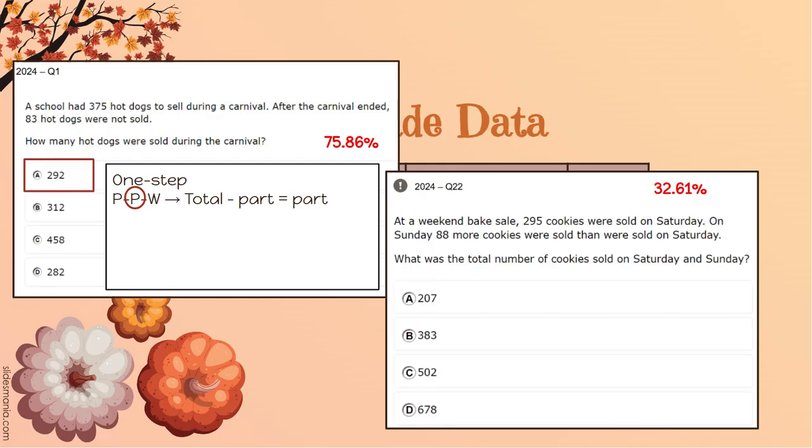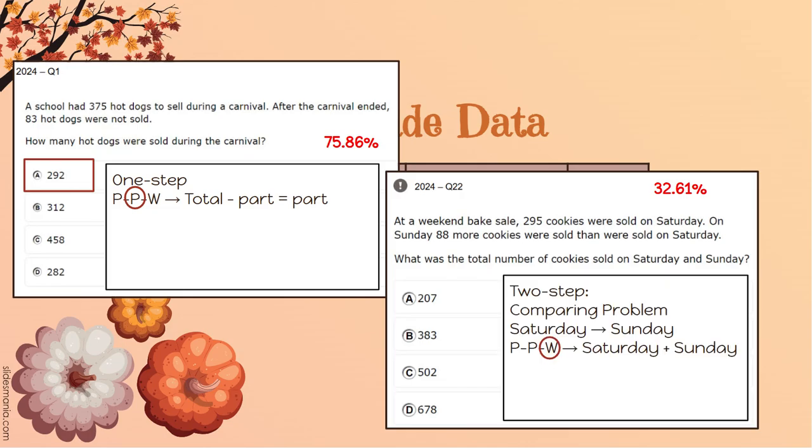At a weekend bake sale, 295 cookies were sold on Saturday. On Sunday, 88 more cookies were sold than were sold on Saturday. What is the total number of cookies sold on Saturday and Sunday? So initially, it sounds like a pretty simple problem, right? It's just part whole. I'm adding Saturday and Sunday together to get the total. The problem, though, is that it doesn't give me Saturday and Sunday.